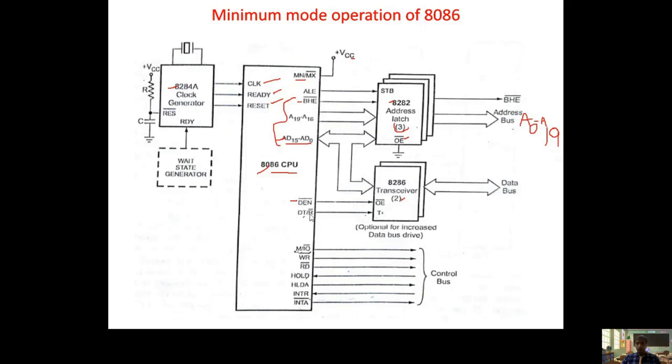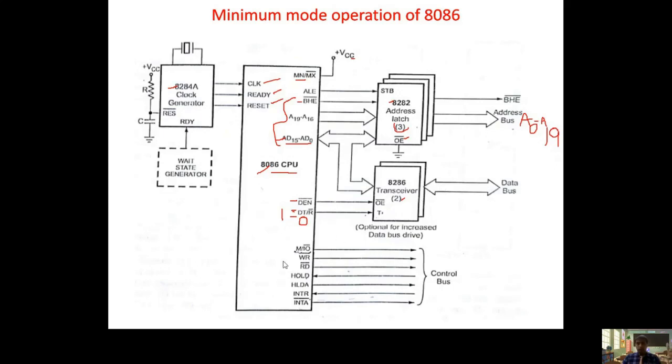Then DT by R bar, this is also very important. DT by R bar is connected to T. For data transmitting, meaning the processor sending data to an external device, DT by R bar should be 1. DT by R bar should be 1 if the processor is sending data to an external device through the transceiver. For example, if the processor wants to receive data, then DT by R bar should be 0. Then it will receive the data. So DT by R bar should be 1 or 0 depending on transmission as well as receiving. Accordingly the transceiver sends data to the external device or receives data from the external device and passes it to the processor.